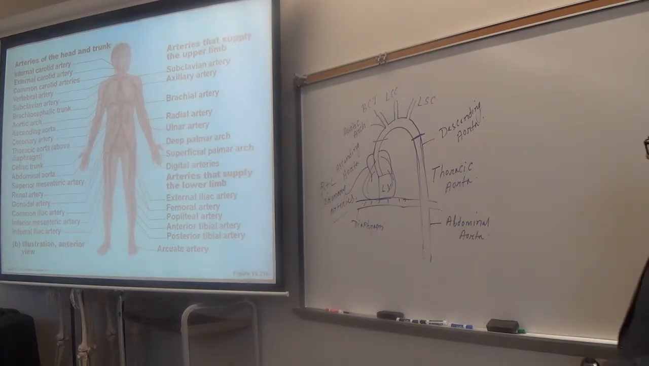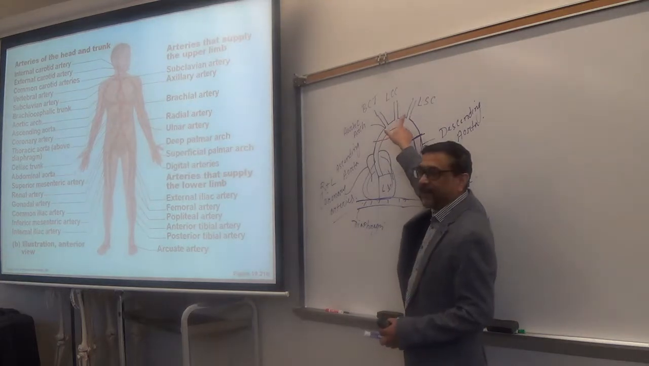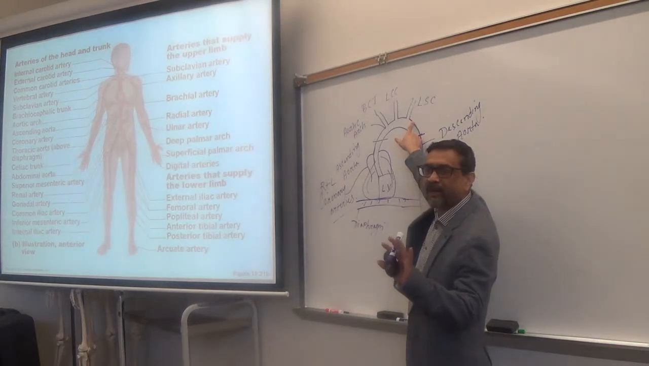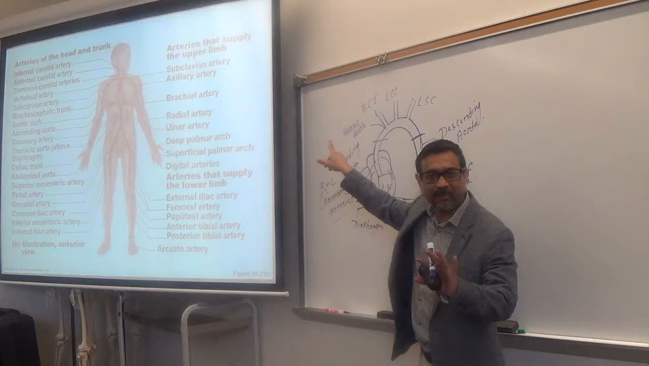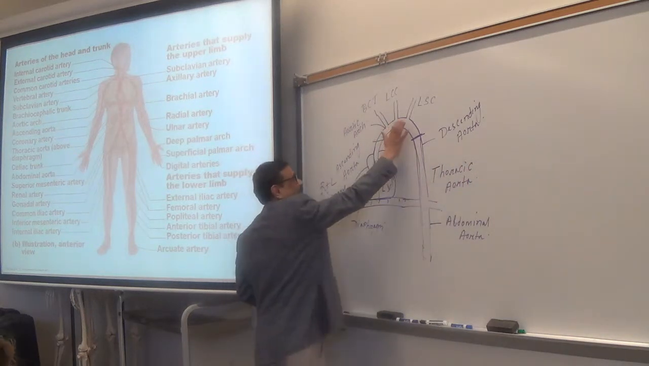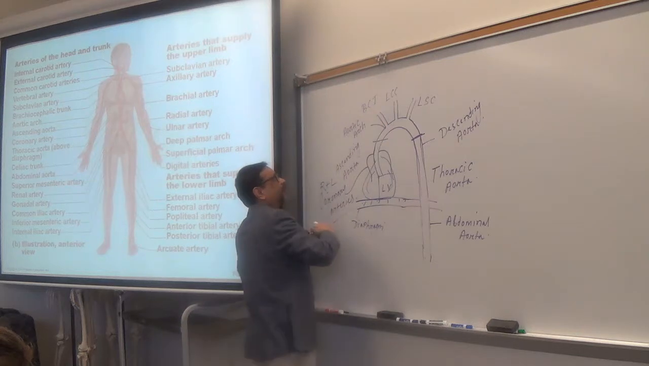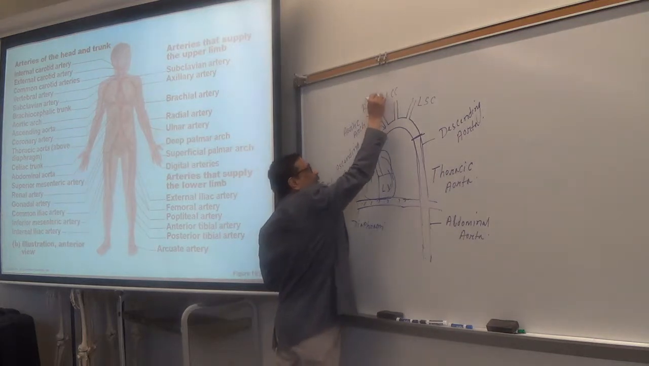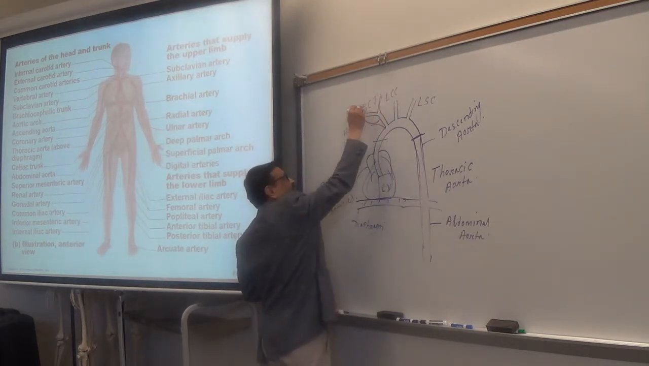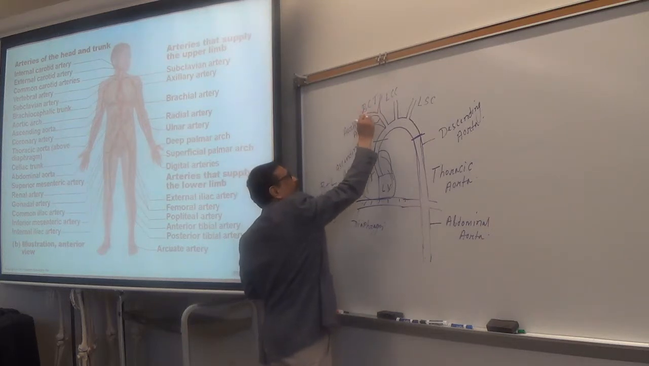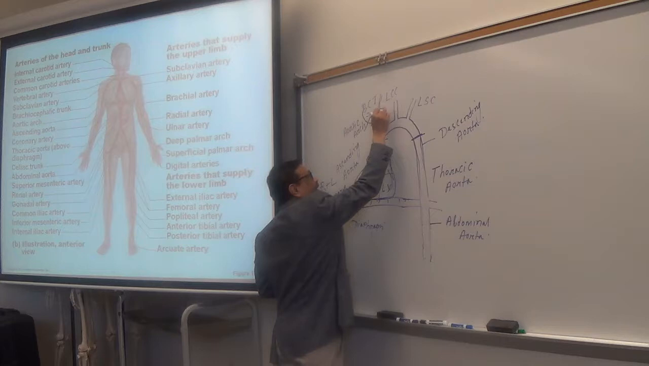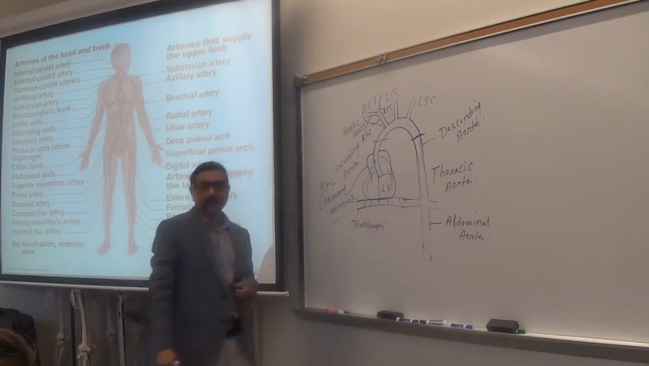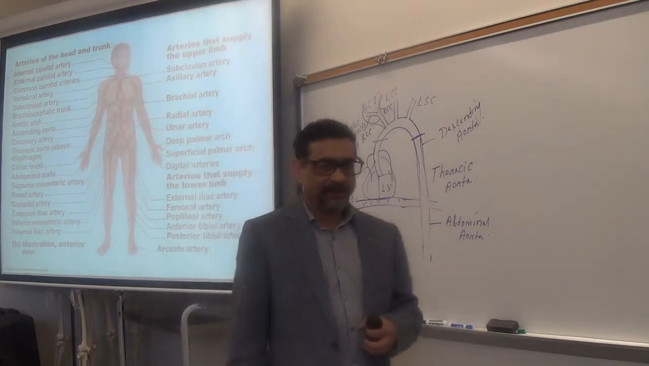So now you see here, you have the left common carotid, left subclavian, right? Where are the right common carotid and right subclavian? They don't come directly from the aorta, but they are the branches of the brachiocephalic trunk. So the brachiocephalic trunk divides into two. So this is the brachiocephalic trunk, this one, right? And divides into right common carotid, right subclavian. So the brachiocephalic trunk, make sense?